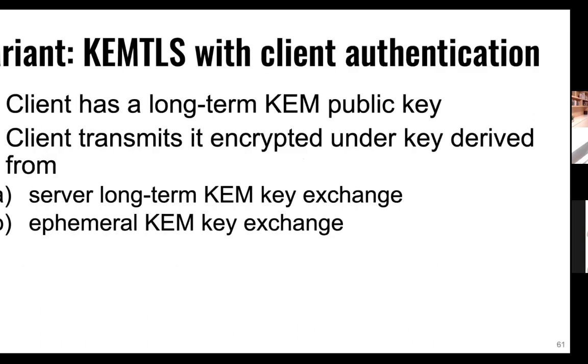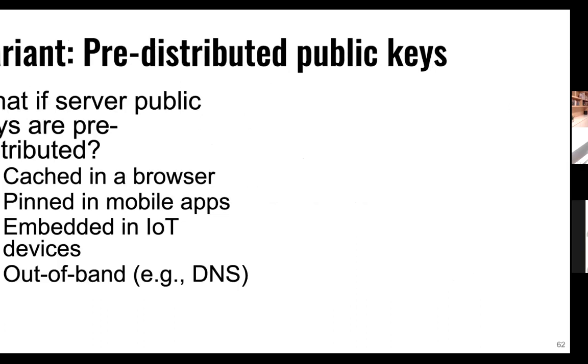So this is leading to a variant that we developed called KEMTLS-PDK, where we're assuming pre-distributed public keys. If we imagine that server public keys are pre-distributed because they're cached in the browser, or pinned in a mobile app, or embedded in an IoT device, or distributed through some out-of-band mechanism like DNS, then we can do better. And as Sofía points out, there are actually mechanisms in TLS now, the cached information extension, that allow for explicit mention of this caching mechanism.